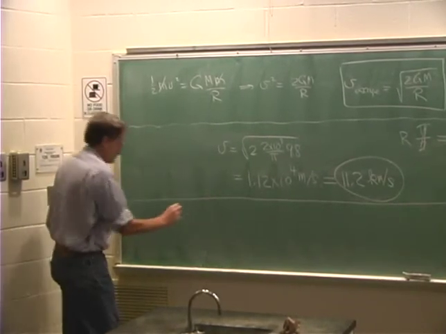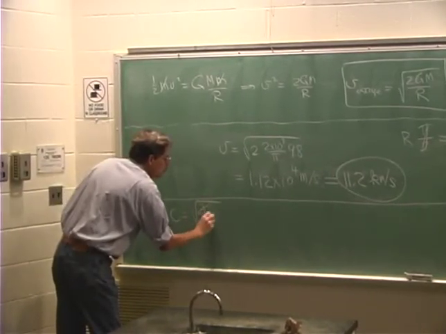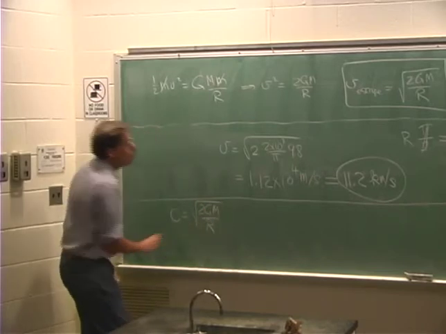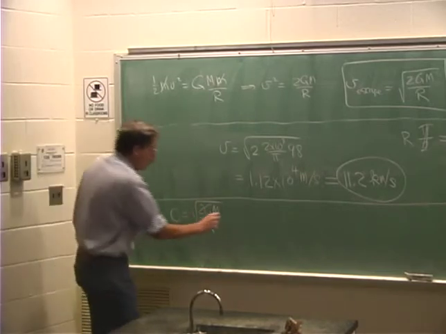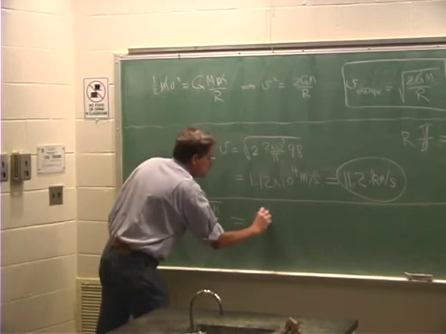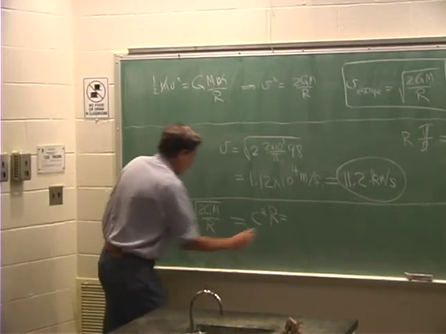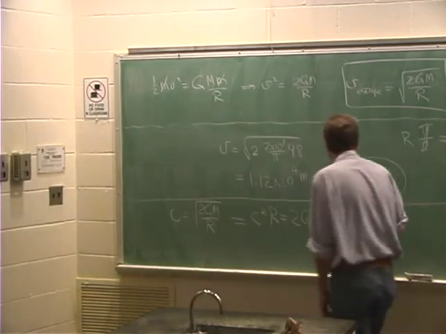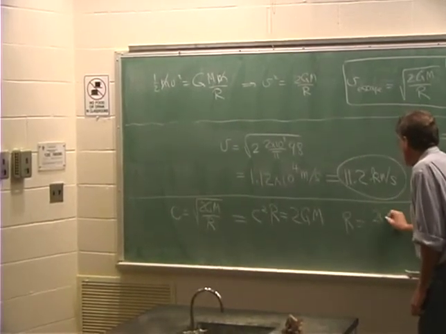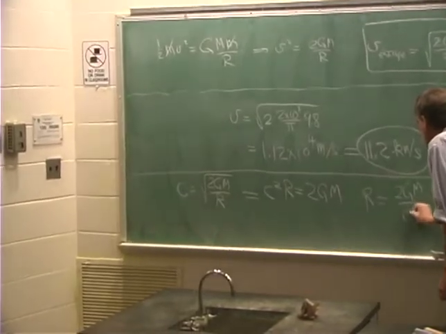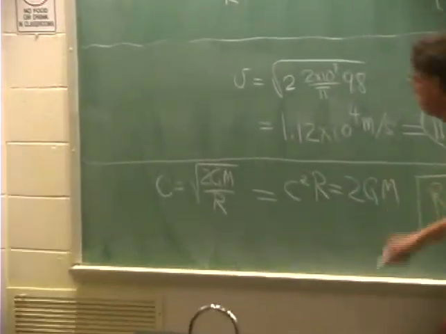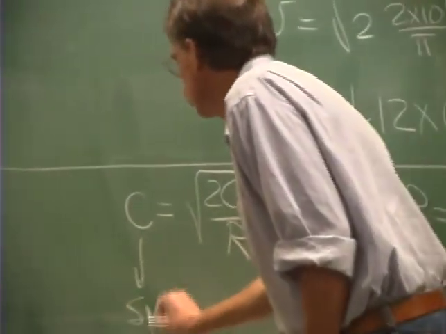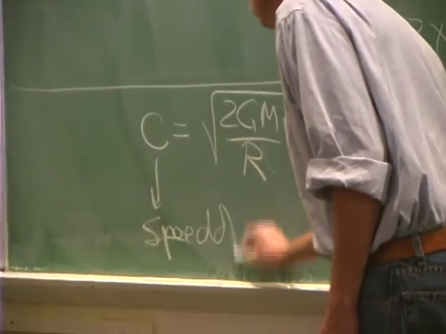What would the radius of the Earth have to be in order that even light could not escape? I want to put in the speed of light for escape velocity: escape velocity is equal to root 2GM over r, or squaring both sides, c squared times r equals 2GM, or r is equal to 2GM over c squared, where c is the speed of light.